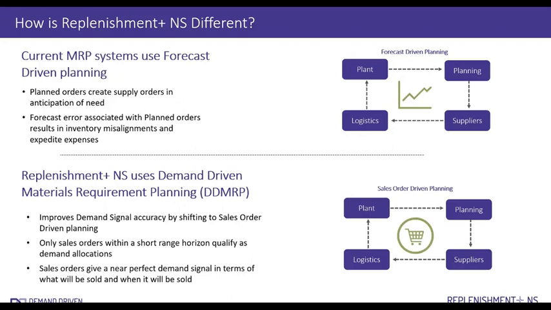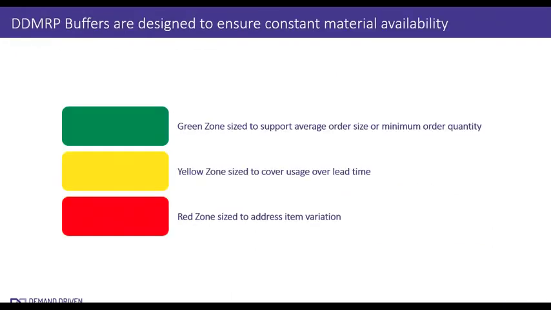Now, the way that we're able to do this sales order-driven planning is using DDMRP buffers. Many of you, I know, have seen buffers like this before. But to just reiterate what these are designed for, DDMRP buffers are designed to ensure constant material availability. We'll put these at the item location level, and we'll have these three zones which help us determine how much inventory to hold and when we need to reorder.